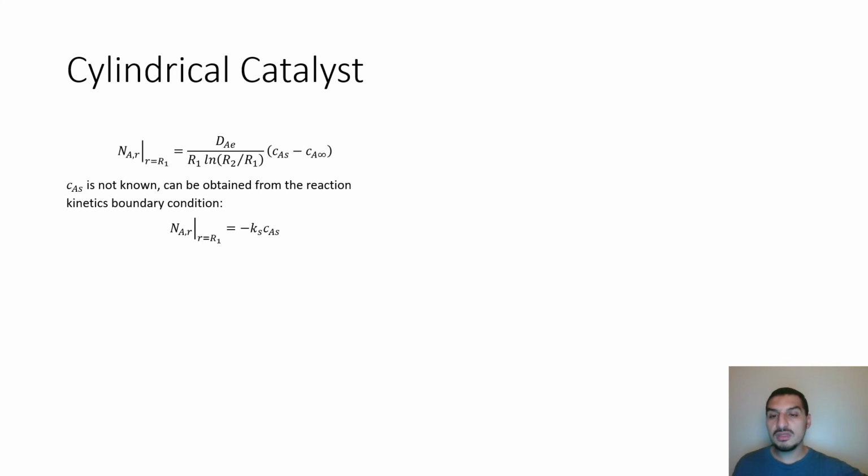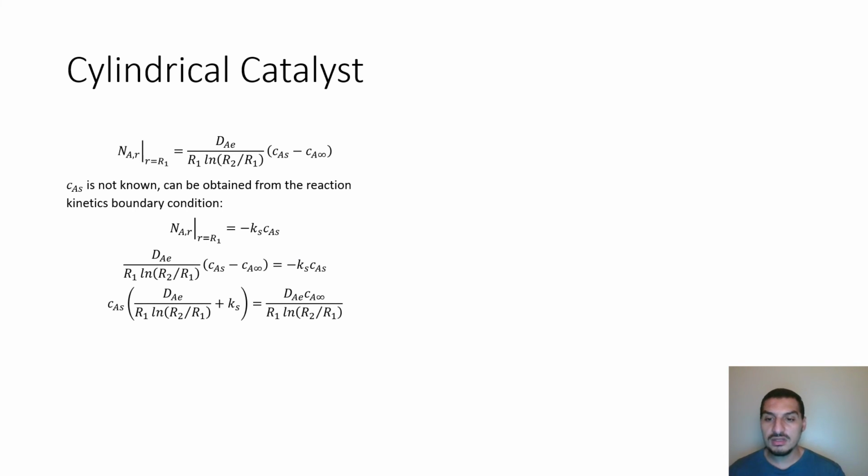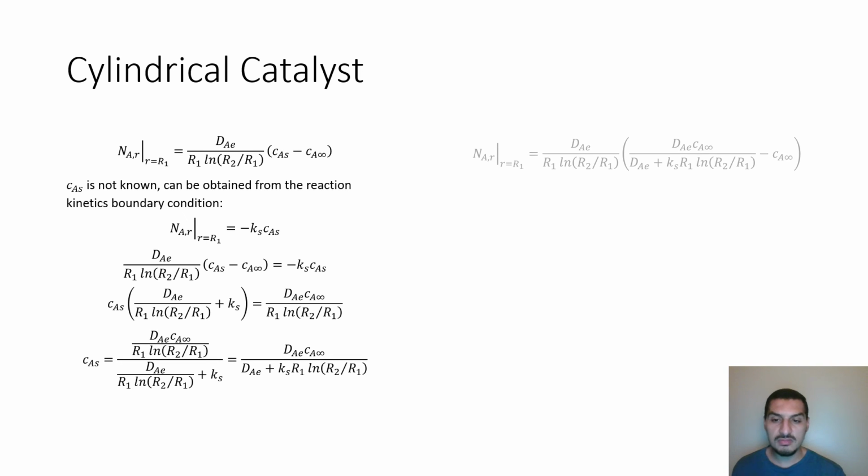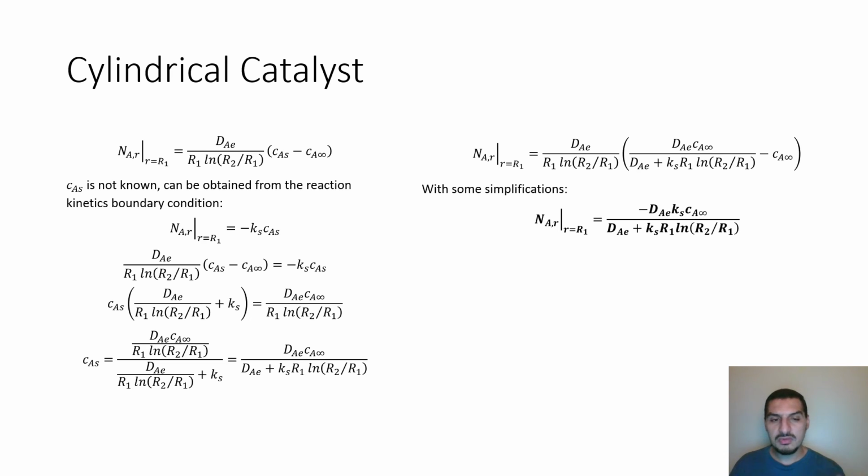So I will apply this equation or solve them simultaneously to get CAS as a function of the rest of the parameters. If we equate these equations, then with some mathematical manipulations, it's not hard, but it's just a long process, just mathematical simplifications. So we'll have the flux taking this form, D multiplied by K multiplied by C infinity divided by D plus this term.